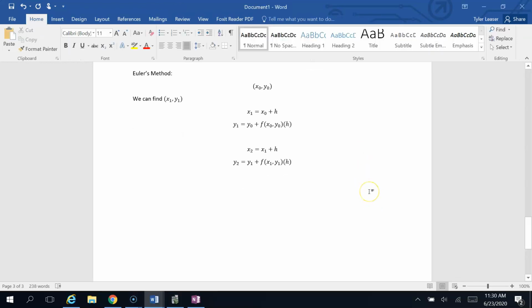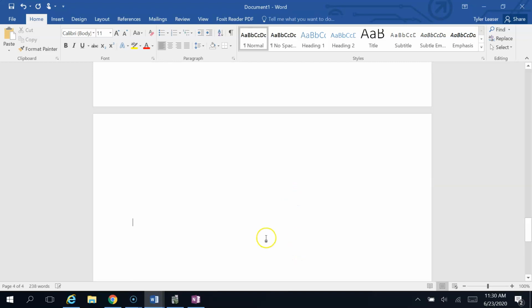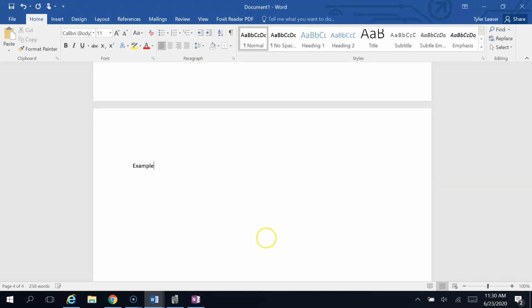Okay, so to finish up Euler's method here, we're going to do an example. Let me get a fresh page because this can be kind of long sometimes. So here's the example we're going to do. Find the first three approximations, y1, y2, and y3 using Euler's method.